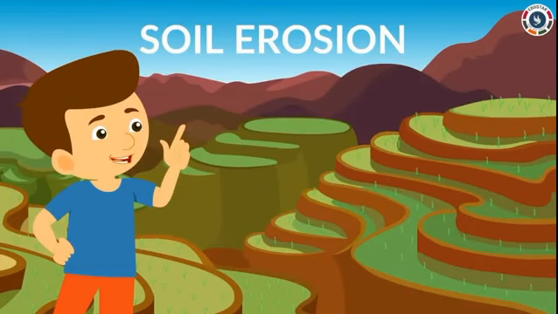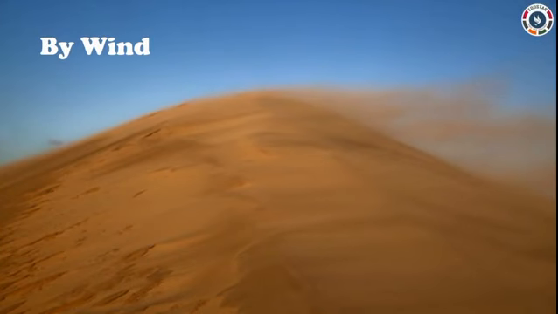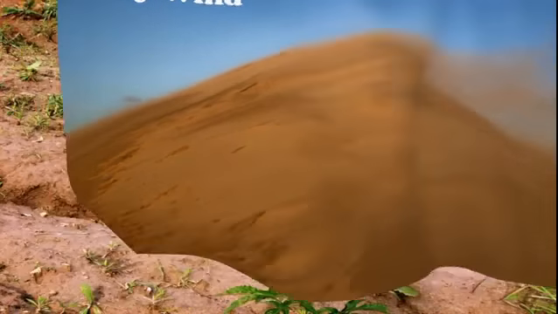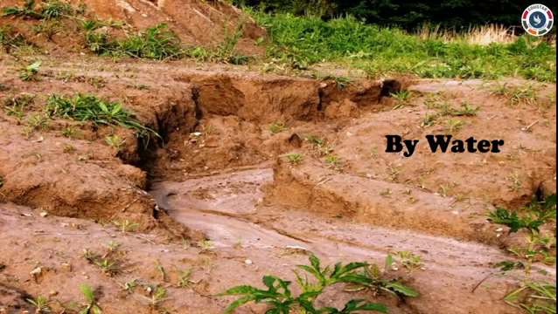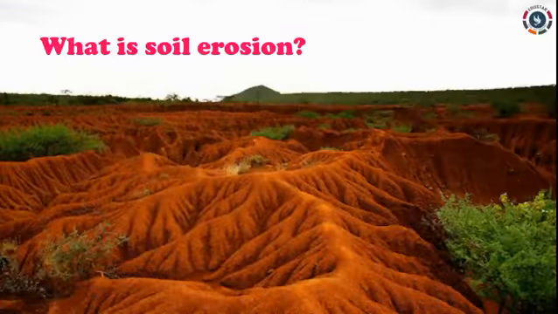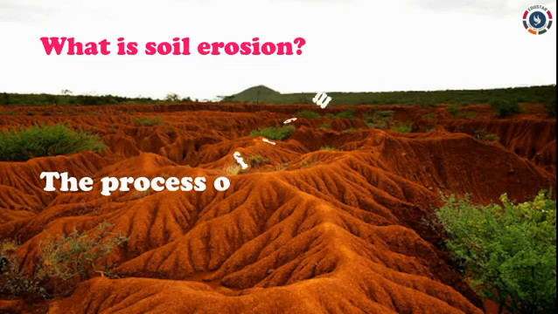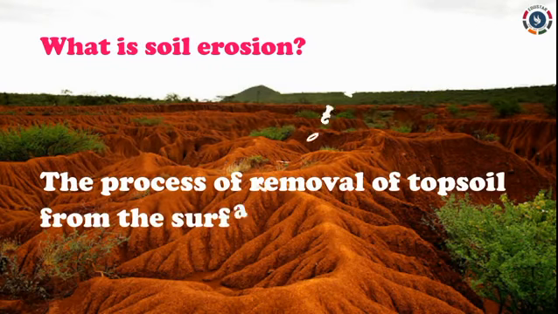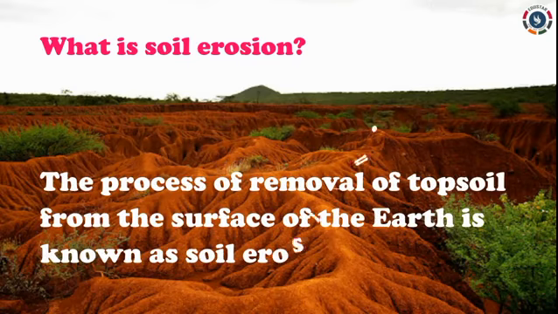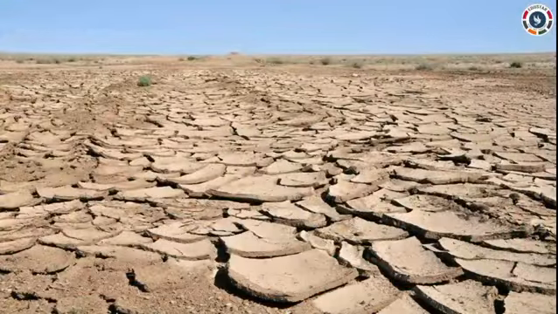Dear children, what is soil erosion? The topsoil, being very light, is carried away very easily by the action of wind or water. What is soil erosion? The process of removal of topsoil from the surface of the earth is known as soil erosion. Soil erosion is the process by which the top fertile layer of soil is lost. Land becomes barren. It cannot support any form of life.